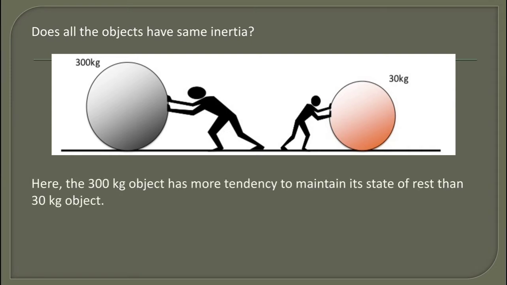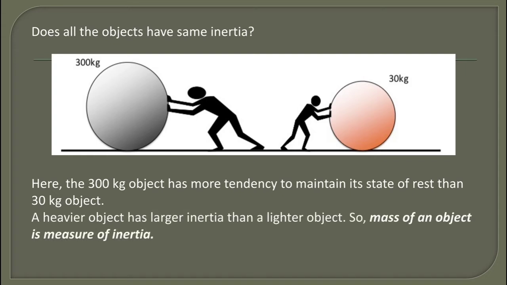In this way we can say that the heavier the object, the larger its inertia, and so the mass of an object is a measure of inertia. We know that the tendency of an object to remain in its state of rest or of uniform linear motion is known as the law of inertia. So it can be divided into three parts. First part, the tendency of an object to remain in its state of rest, or we can say that the tendency of an object to oppose any change in its state of rest.